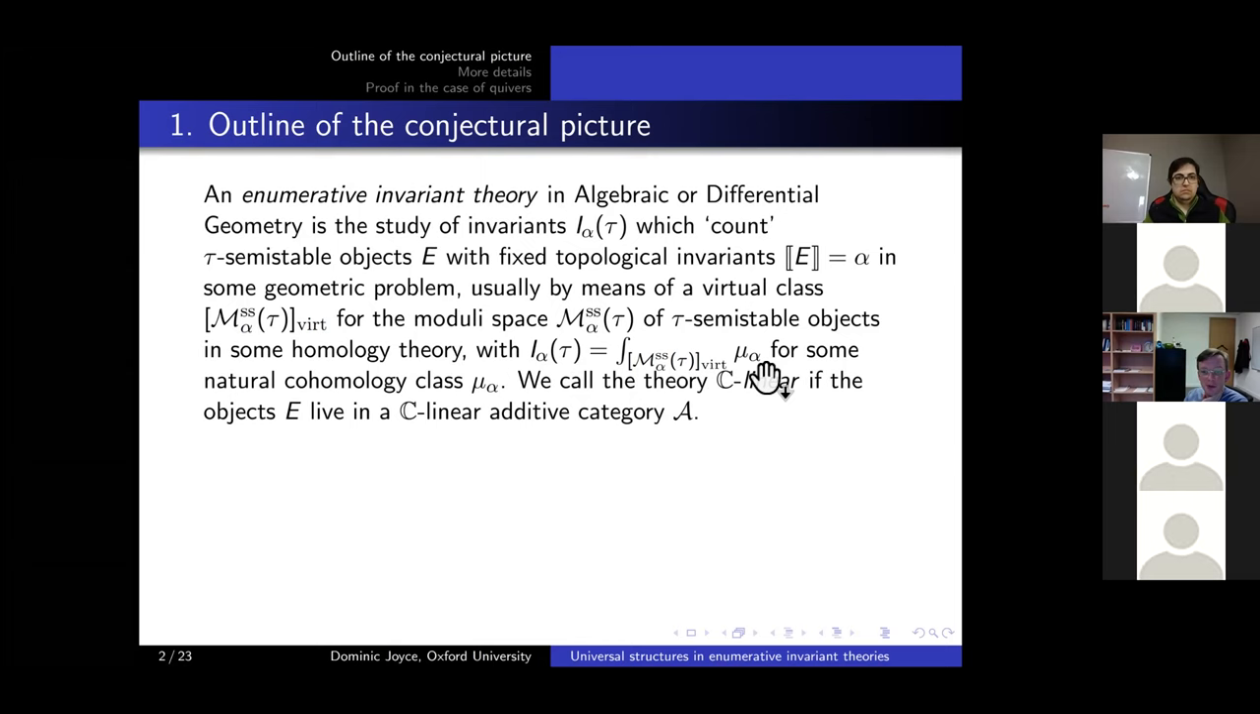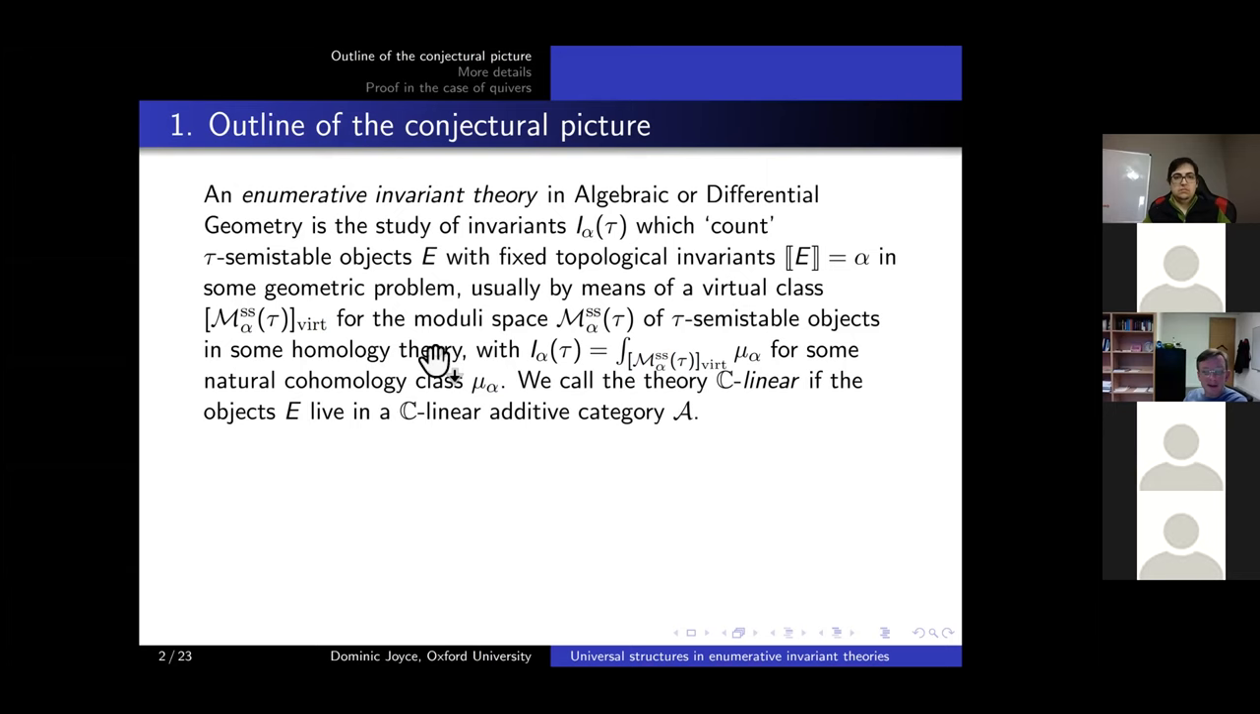An example to have in mind could be Donaldson invariants of four manifolds, in which you form moduli spaces of instantons, and then you define Donaldson polynomial invariants, these I alpha of tau, by integrating some universal cohomology classes over the moduli spaces of instantons with fixed c1 and c2, let's say.